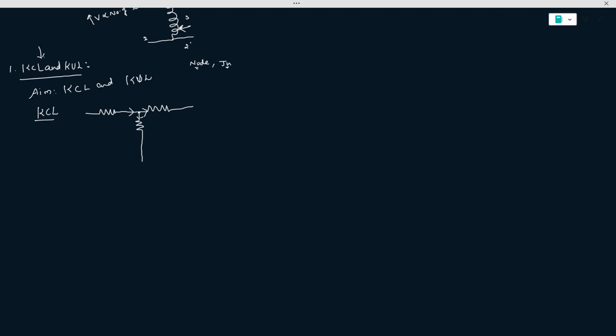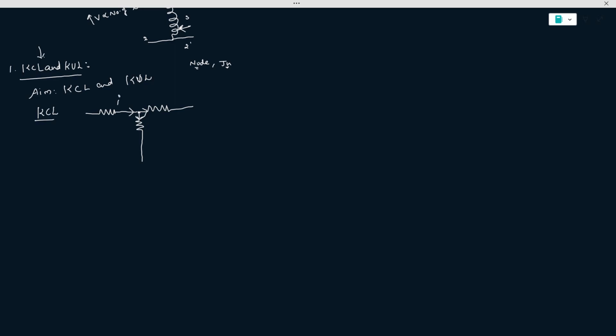Sorry, all junctions are nodes, but all nodes are not junctions. Because if you omit this third resistor here, then there are only two elements. It will form a node, not a junction. Now see here, this is a junction. So at this junction, the algebraic sum of currents must be 0, that is KCL.